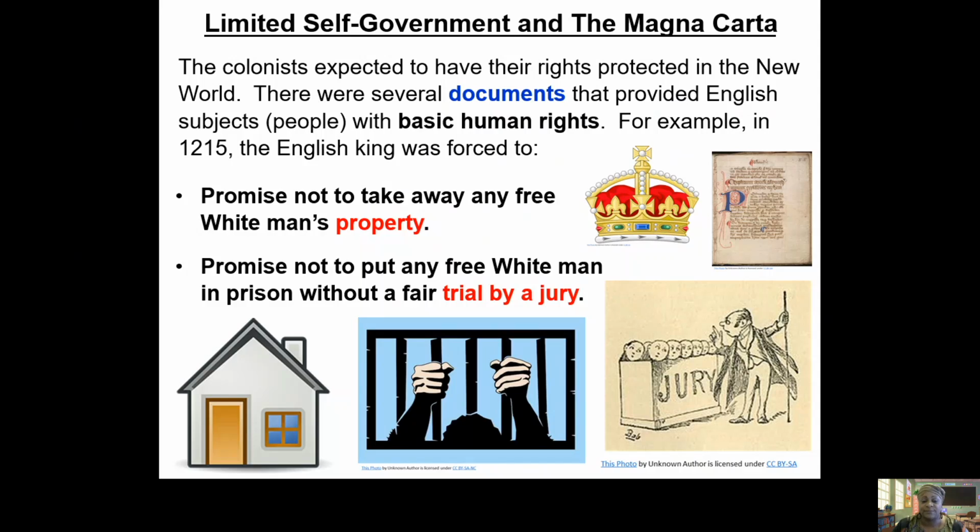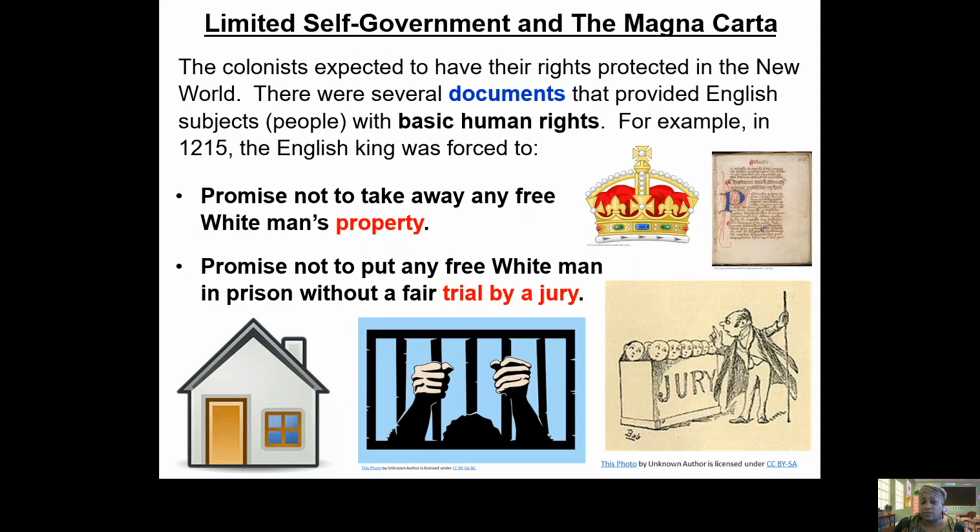Well, this document forced the king to protect certain noblemen's rights and privileges. For example, this document informed the king that he could no longer take away a freeman's property. Cannot do that anymore, because in times past, the king could just take your property away from you. And no one could do anything because the king had a military, the king had an army, and if you objected or spoke out, you could be punished or even sent to prison.